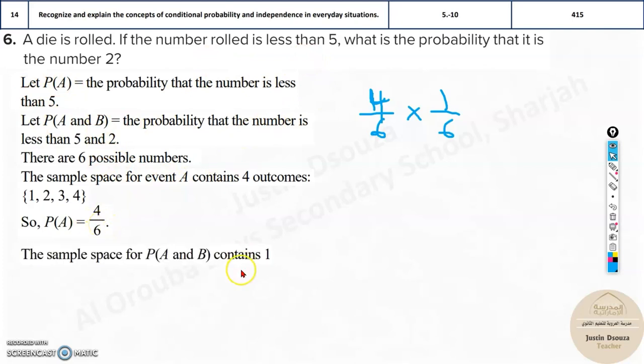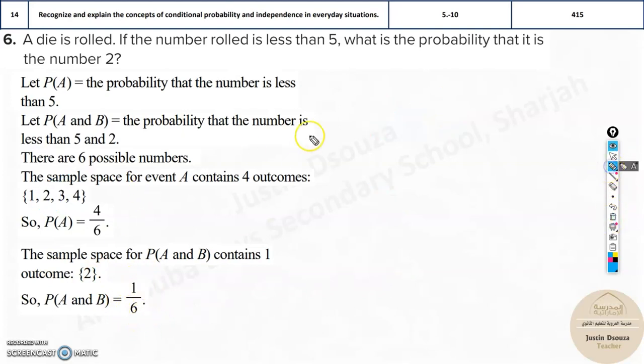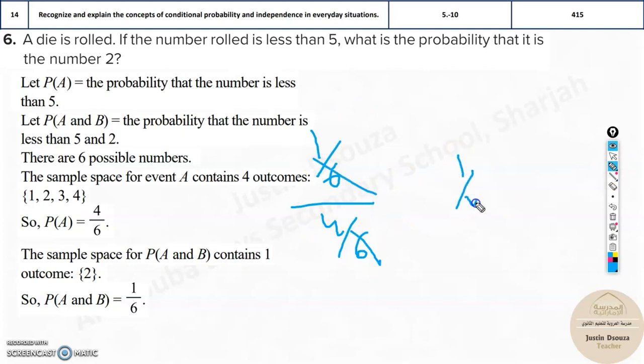Now, what is the sample space of possibilities of A and B? That is, the number is less than 5 and it is 2. There is only one possibility, isn't it? It can be only 2. That's it. 2 is not repeated, so it's only 1. The only possible outcome is 2, so it's 1 divided by 6. Total possibilities in a die is 6. Now all you need to do is divide 1 by 6 by 4 by 6. This cancels off and you'll get 1 by 4.